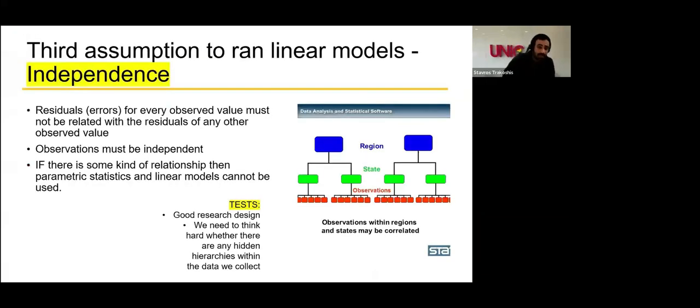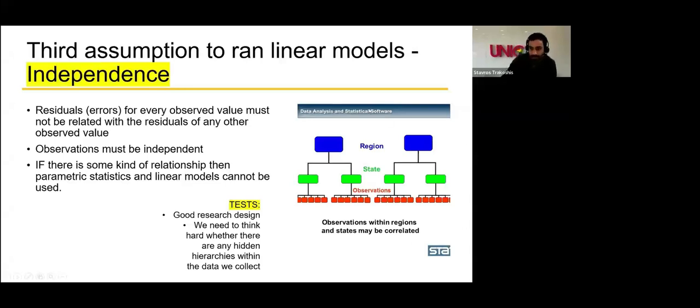So another important assumption is the assumption of independence. Basically, the definition of this is that the residuals for every observed value must not be related with the residuals of any other observed value. And this basically means that observations must be independent. If there is some kind of relationship between your observations, then you should not be using a linear model.